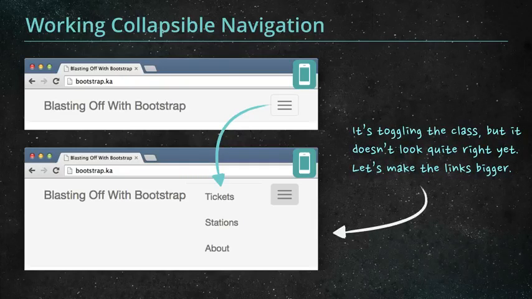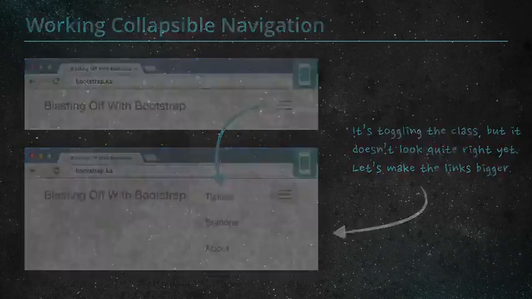Our toggle works and expands when clicked, but the position of our links is a little bit off. What we really need is for the blasting off with Bootstrap part to be on its own row with the button. Then, when the button is clicked, we'd want each link within our list to be on its own row underneath the brand. Let's see what we need to change to make that happen.